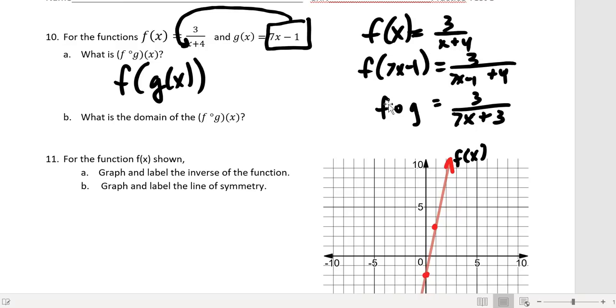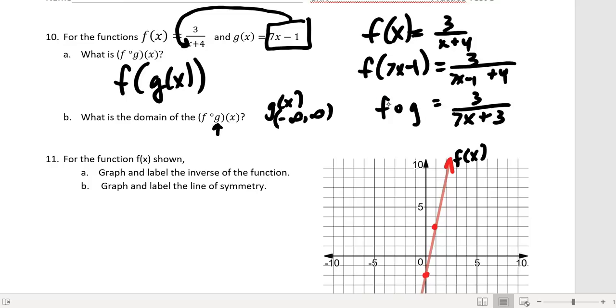Now, what is the domain? You have to be careful on these composition function questions. For these, you're going to always consider, first of all, what is the domain of the inner function? So what is the domain of g of x? Well, g of x is a linear function, so our domain is just negative infinity to positive infinity.